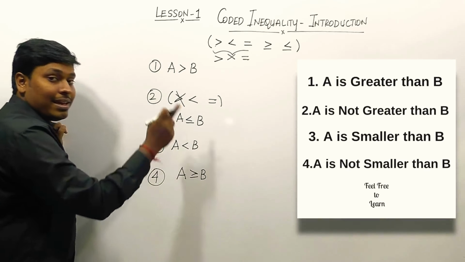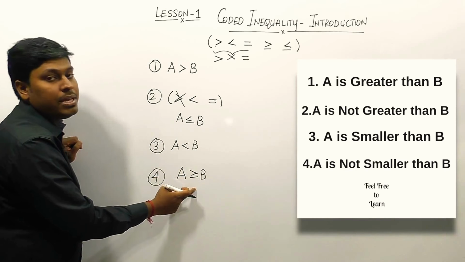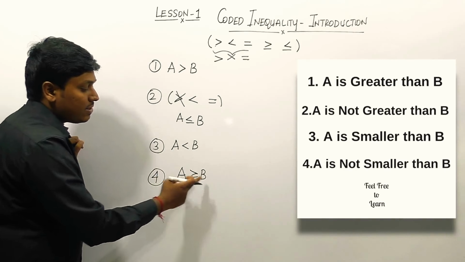And in this case, A is not lesser than B. So only it is not lesser. It can be greater or it can be equal. So finally the answer is A greater than or equal to B.